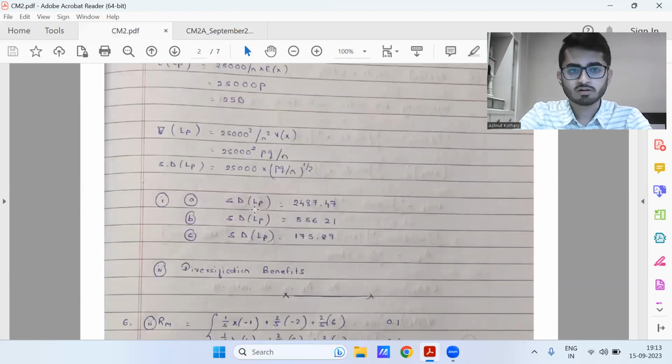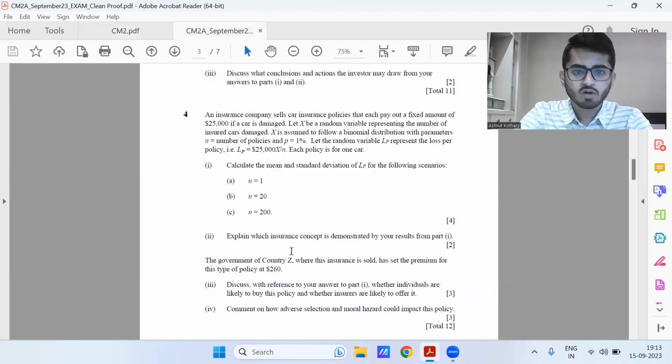Part 2 is, what insurance concept is demonstrated. So the term which I would want to use is diversification. As we write more and more risks, my overall volatility should decrease. I should achieve some benefits of diversification, and this gets reflected in the form of a lower standard deviation. And that is clearly what is happening over here.